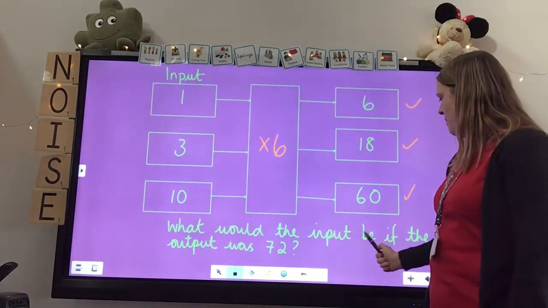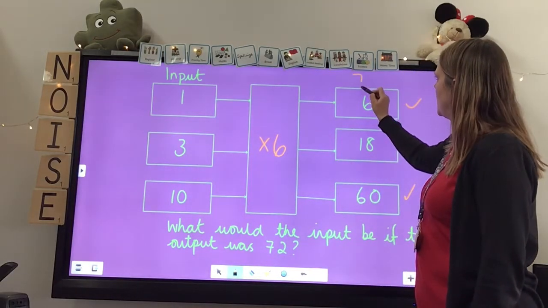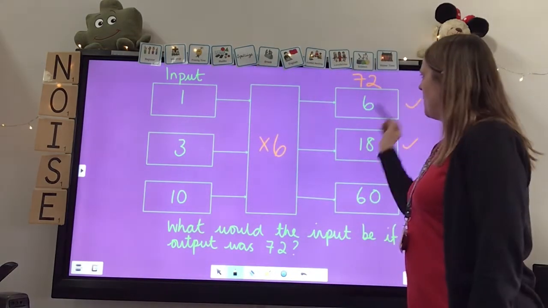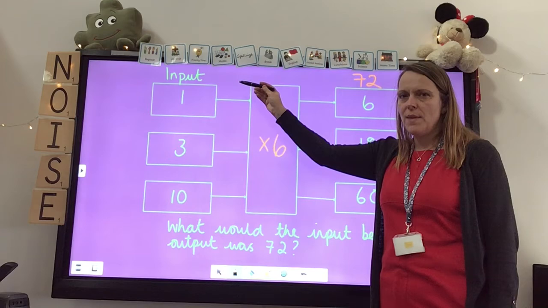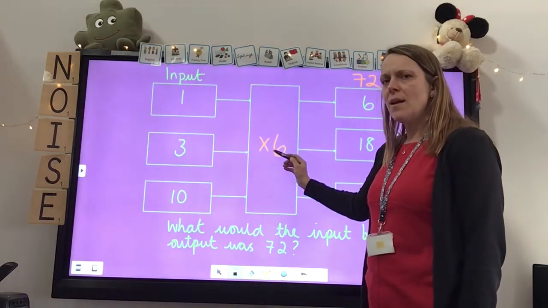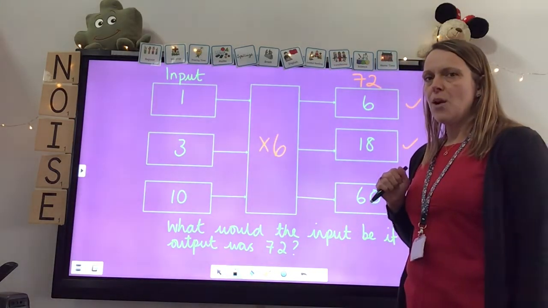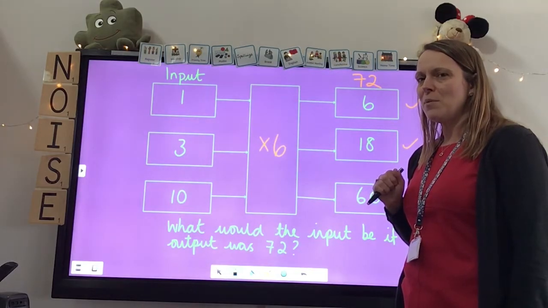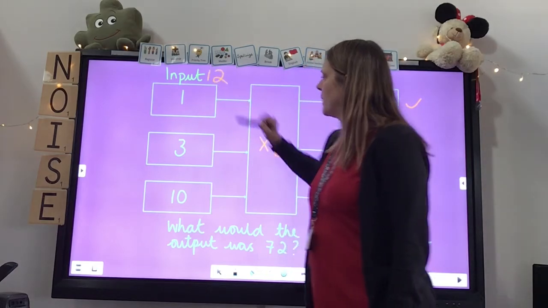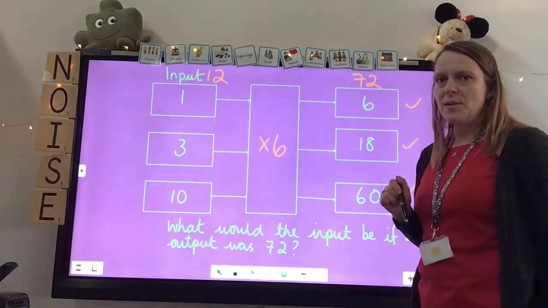So what would the input be if the output was 72? So if the number over here was 72, what would the input be? And remember what I said, we're going this direction, we're doing the inverse, aren't we? So 72, not times 6, but divided by 6. So 72 divided by 6 equals, how well do you know your times tables? It equals 12. And we can go back the other way, 12 to double check, times 6 equals 72.